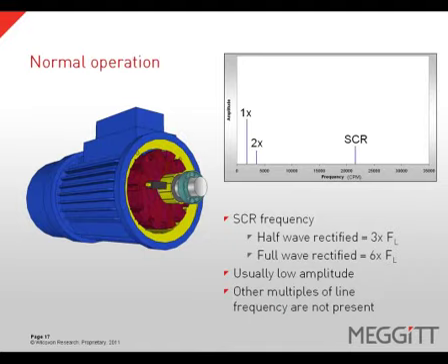The SCR frequency will depend on whether it's a half-wave or a full-wave rectified motor. For a half-wave rectified motor, the SCR frequency would be 3 times the line frequency. For a full-wave rectified motor, the SCR frequency would be 6 times the line frequency. The amplitude of the SCR frequency is usually low, and there should not be any other multiples of line frequency present in the vibration spectrum.